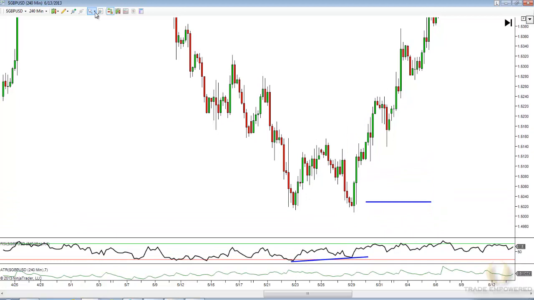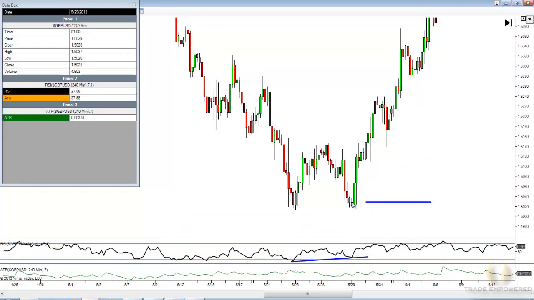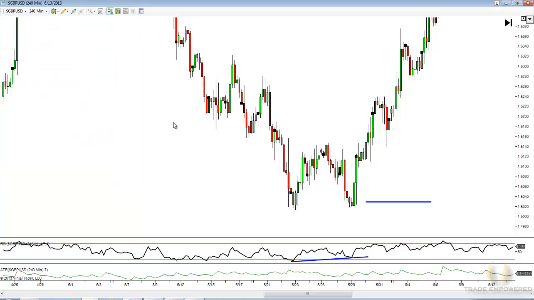And I'll look, what is the average true range on my entry bar? So this red candle right here is my entry bar. And if you look in my data box, it'll tell me that the average true range on this was 41 pips or 41 ticks. So I want to take that ATR, 41.